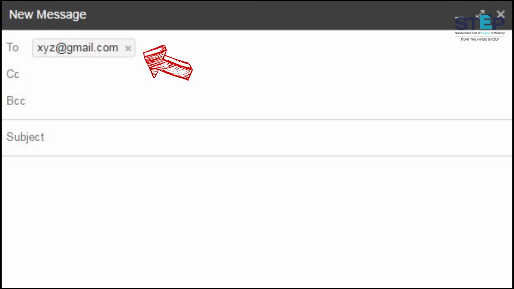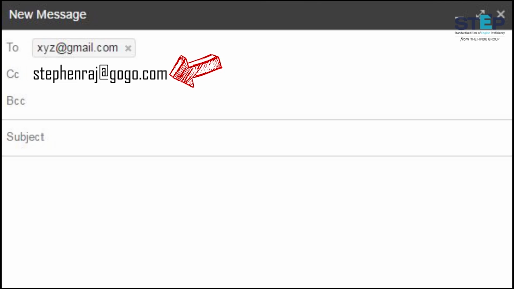Well, we use To for the people who are actively involved in the conversation. When you receive a mail with your address listed in the To field, it means that the sender is telling you that you are the main person or one of the main people that the email is for. You are expected to respond or at least take part in the conversation.